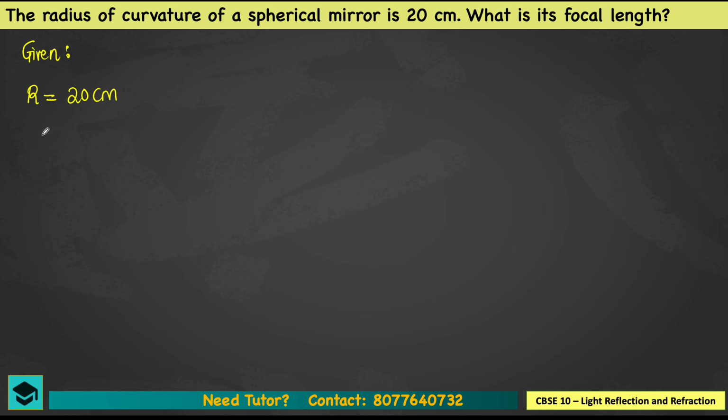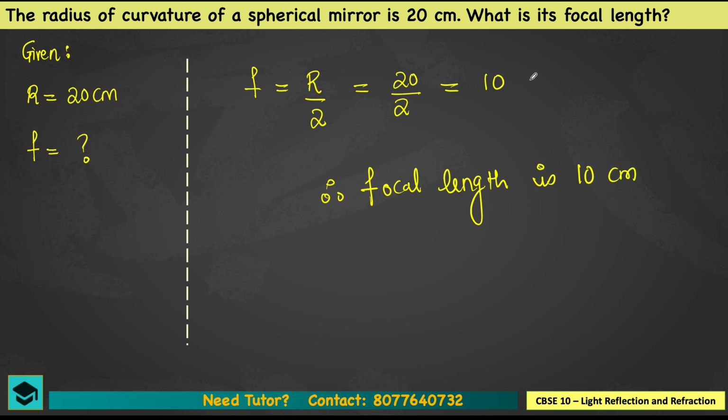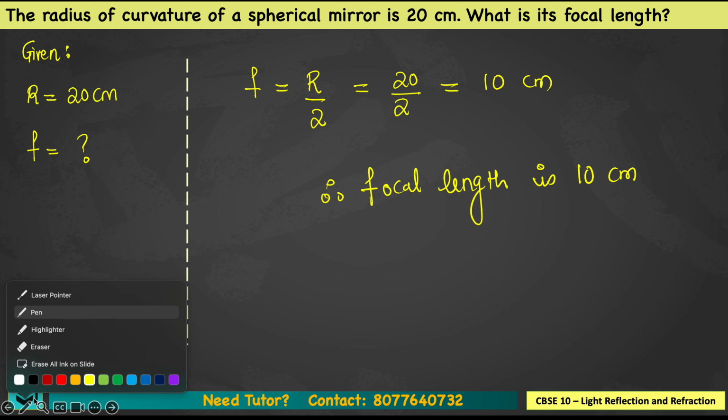What have they asked? They have asked for the focal length. I hope you all know the formula for focal length. Yes, focal length is half of radius. Okay, that means r by 2. So radius we know as what? 20 centimeter. So 20 divided by 2, what I am going to get is 10. Therefore, focal length is 10 centimeter. Okay. So I hope the solution was clear to you all.